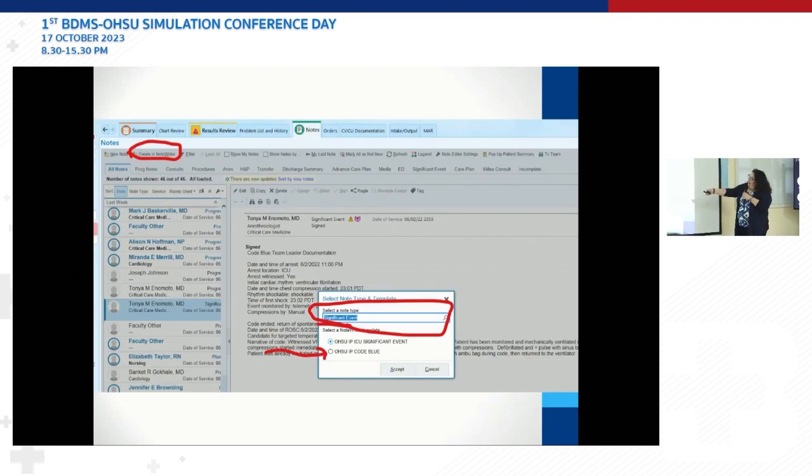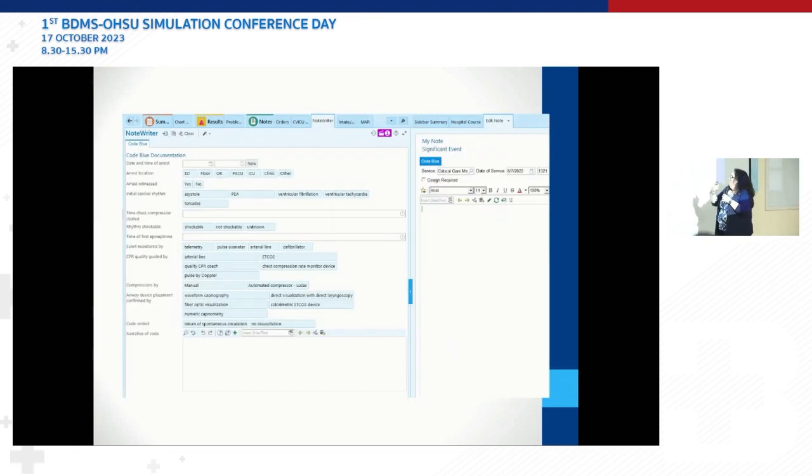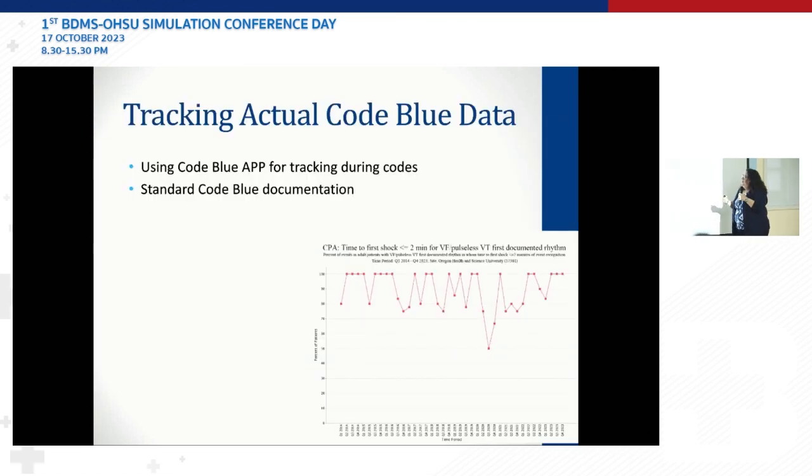Sorry, let me go back. How do we keep track? Here we go. So in the codes, we use an app. Our documenter nurse uses something so that she or he can tap critical times, right? This was our first rhythm. This is when we defib. So we can keep track of that. We also ask for standard Code Blue documentation in our electronic health record.